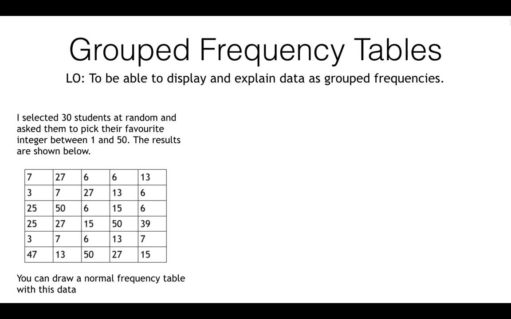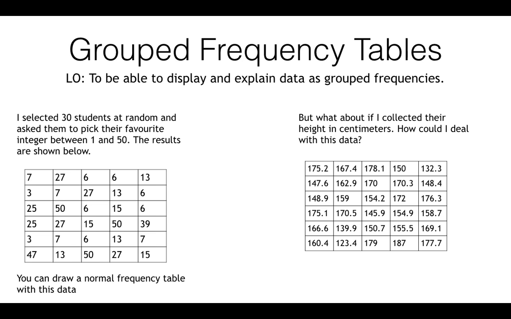But then we need to deal with our continuous data, data that could be any value at all. Now, chances are when you collect this data, it's unlikely that you're going to be given the same value more than twice. So if you were to draw a normal frequency table, it would end up looking quite messy and you'd have lots and lots of rows in that frequency table.